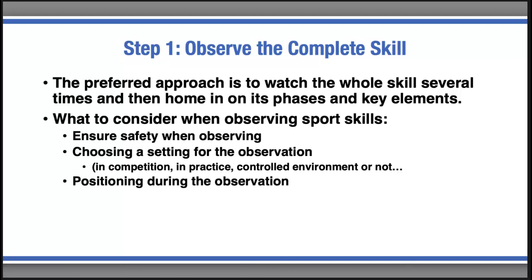Then we've got to think about your positioning during that observation. Do you want to just stand in one spot? You think you can get everything from one position? Most of the time, no. I can get a lot on a jump shot by watching somebody from underneath the basket, rebounding for them. But eventually, I'm going to have to go to their dominant hand side because I want to see where that elbow is pointing from being next to them. So make sure you know that positioning.